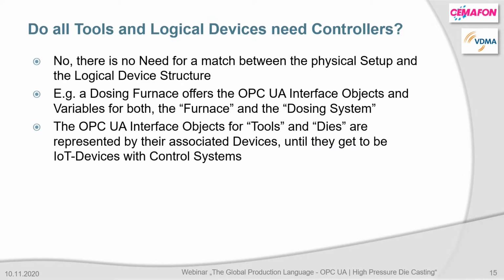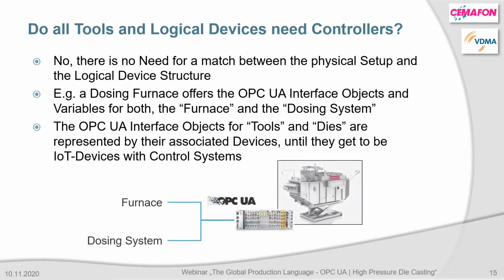So if there's no controller at the moment at tools and some of the logical devices, how do we actually cope with the problem that we don't have an OPC UA server for this? And that's our idea here. For example, if we again have this dosing furnace, the dosing system, the physical representation, has one PLC system. And this PLC system then is providing two server systems, one for the furnace system and one for the dosing system. And if this system would have some kind of tool or die, it would provide the die information or tool information as well. So today there's no need to add additional PLC systems or IIoT systems. We just deliver these servers from these logical devices, from the actual physical devices that are present in our cells.